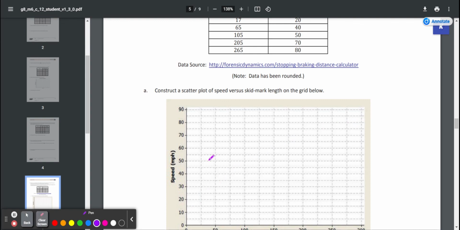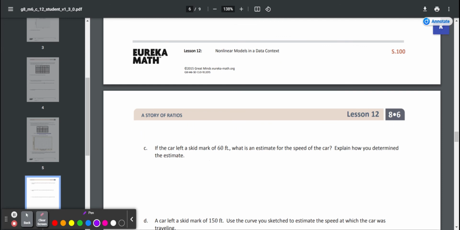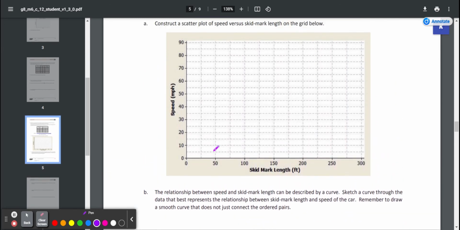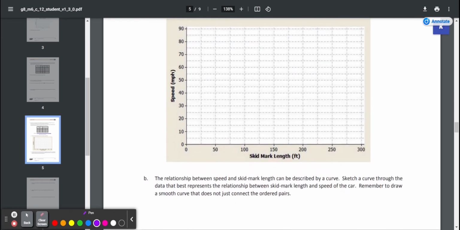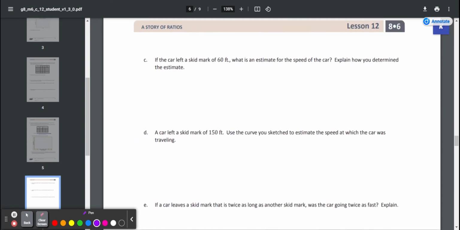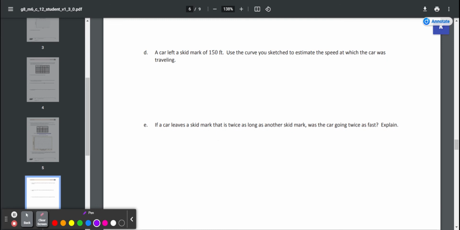I'm going to erase mine, but plot yours. If the car left a skid mark of 60 feet, what would be an estimate for the speed of the car? Obviously, 65 is at 40. When you look at the graph, it's probably sitting around 35-ish. Same with 150. I'll let you estimate those based off of your graph. If you need to, go back and look at my original graph.